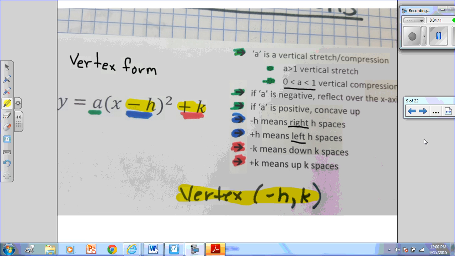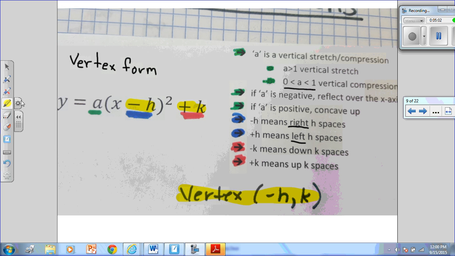What you're going to be doing in today's assignment and in these examples is identifying your A, your H, and your K and what they do to the graph. Okay, remember all of our graphs are based off of the parent graph, y equals x squared. So when we talk about it moves to the right or it moves to the left or up or down, we're talking about from the origin (0, 0).